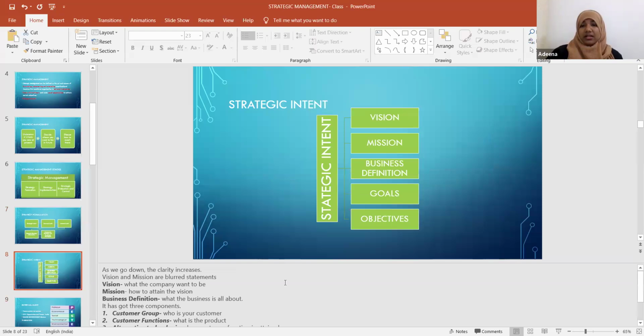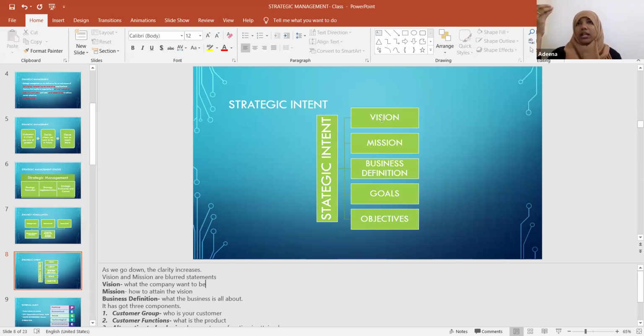Strategic intent means the first stage of the formation stage, where we will see the organization's vision, mission, business definition, goals, and objectives. So when an organization develops its strategy, it will first have to develop the vision, then the mission, then define its business, then understand its goals and objectives. As we go down the line, the clarity of the concept increases. For an organization, vision will be vast. It's like the long-term, vast set goal. The vast vision of the forefathers of the company.